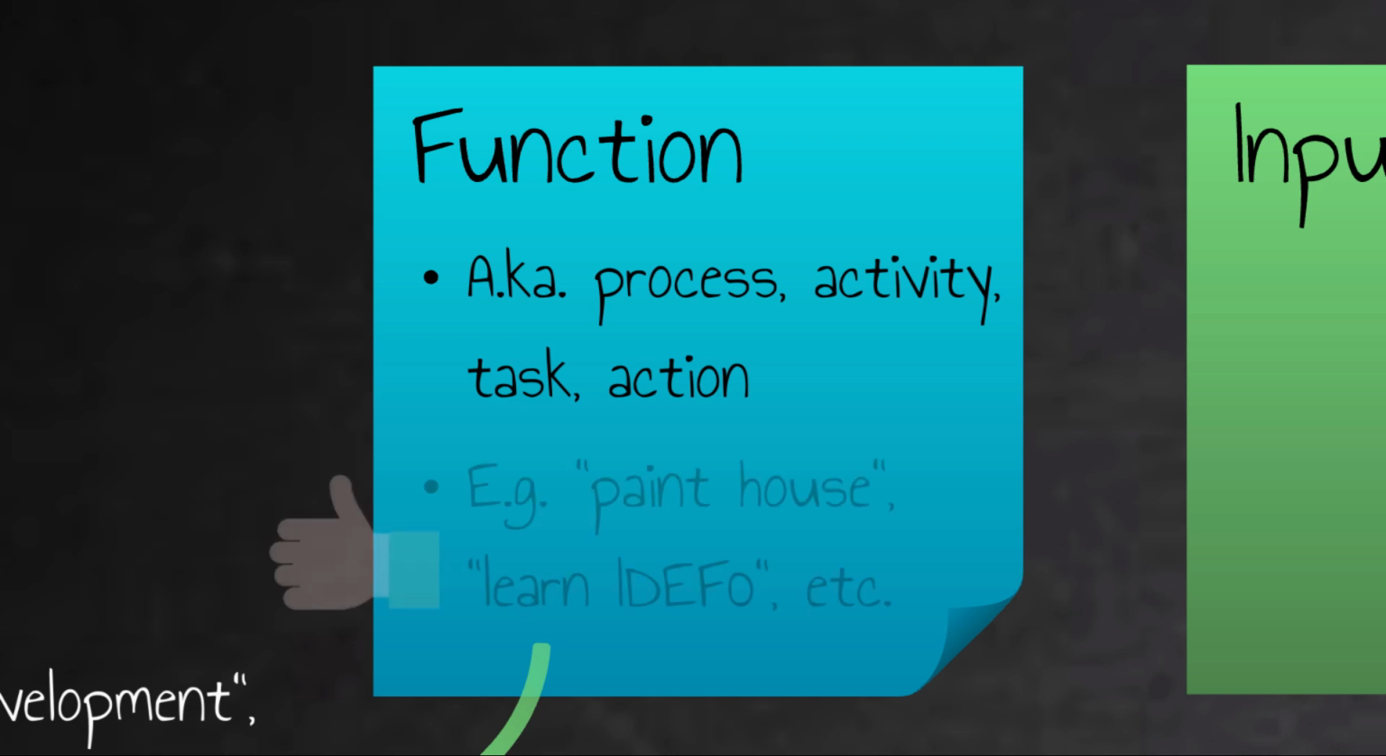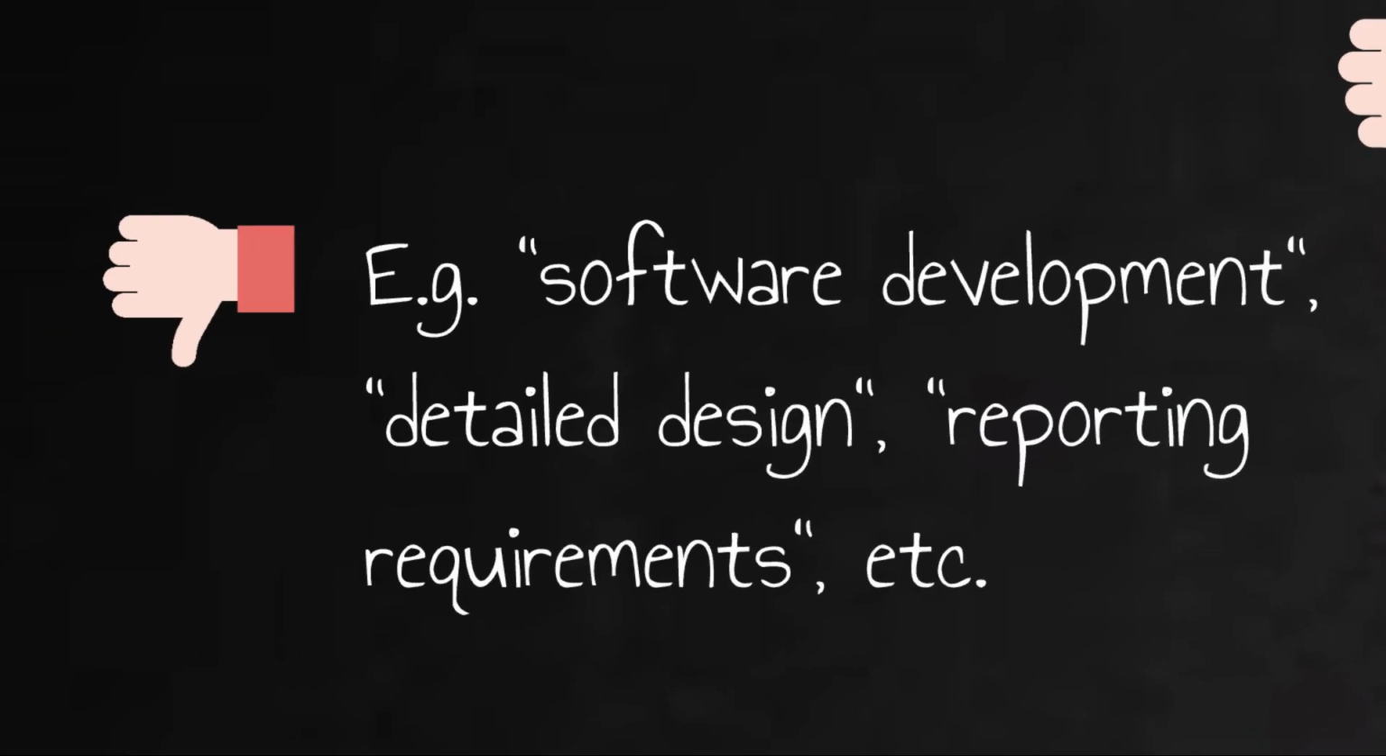Examples of functions are paint house, learn IDEF0, develop new finance software, prepare sushi, and so on and so forth. The important thing to notice here as a first rule to follow is that these functions have function names that are in the form of active verbs or verb phrases, chiefly because functions are considered as actions whose occurrences typically span over time, which means you cannot have function names like software development, detailed design, reporting requirements, etc. That would be considered incorrect, and to rectify that, you'll have to use verb phrases like develop software, perform detailed design, and gather reporting requirements. So far so good? Nice, let's carry on.